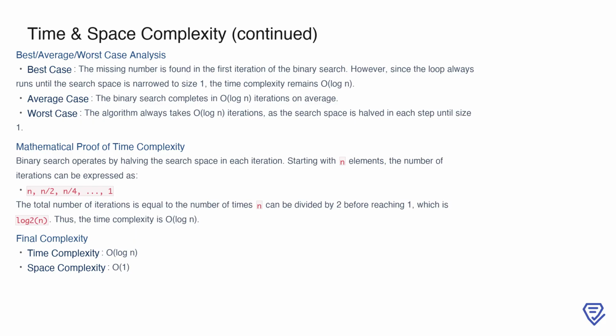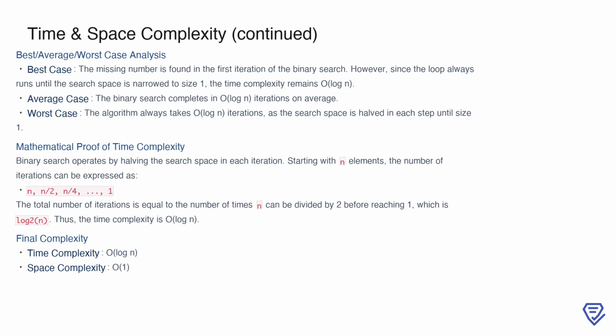Even in the worst case, the algorithm still operates within O(log n) time, as the number of iterations is determined by the logarithmic division of the input size. To understand this mathematically, consider that binary search repeatedly divides n elements in half, first to n/2, then to n/4, and so on, until only one element remains. The total number of divisions corresponds to the base 2 logarithm of n, or log₂ n. This is why the time complexity is O(log n).